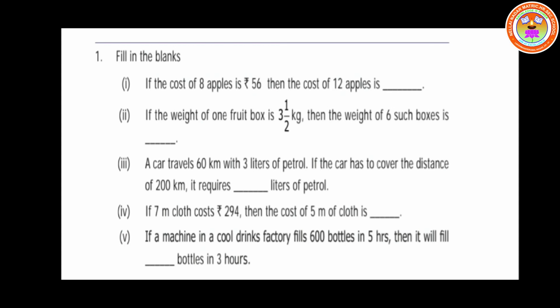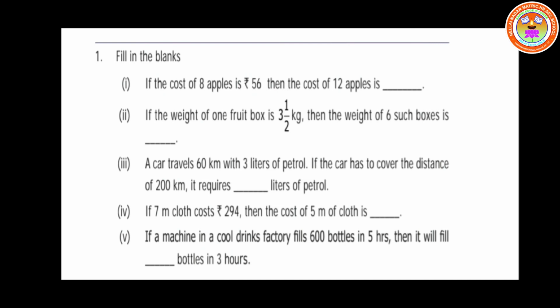So divide the 60 by 3. So what will be your answer? 20. So for 1 liter of petrol it travels 20 kilometers. Okay, now you have to find if the car has to cover the distance of 200 kilometers. So divide 200 by 20. So your answer will be 10. So it requires 10 liters of petrol. Have you all understood, children? A car travels 60 km with 3 liters of petrol. If the car has to cover the distance of 200 km, it requires 10 liters of petrol.